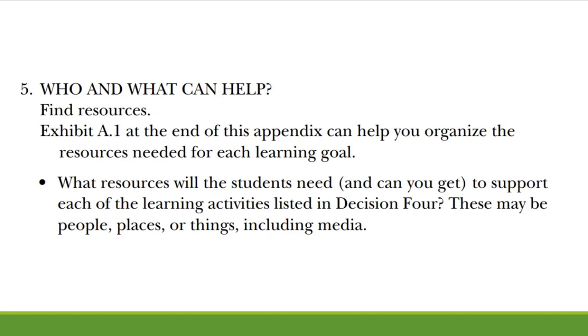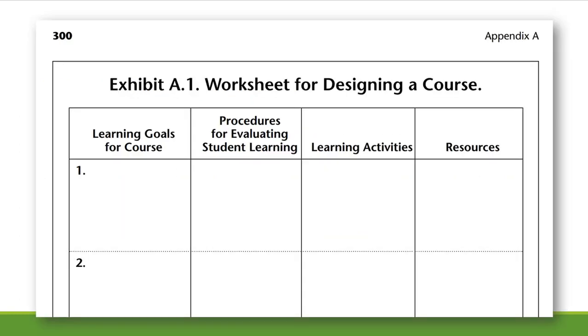Who and what can help? So finding resources. At the end of this appendix, you can organize the resources needed for each learning goal. What resources will the students need, and can you get to support each of the learning activities listed in Decision 4? These may be people, places, or things, including media. So, resources. Other things could be like online resources, could be guest speakers, could be taking people to outside lab situations.